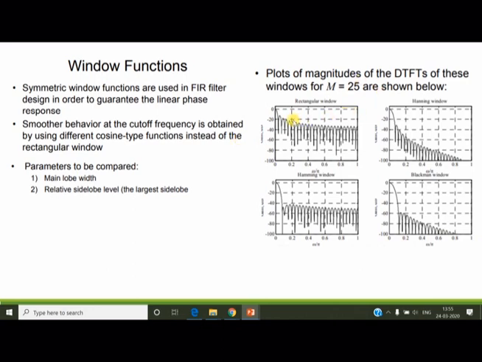In the slide, you can see four different window functions: rectangular, Hanning, Hamming, and Blackman window. These are the frequency domain characteristics, or the spectrums, of the window functions. And for these spectrums, we are primarily concerned about two parameters, the main lobe and the side lobes.